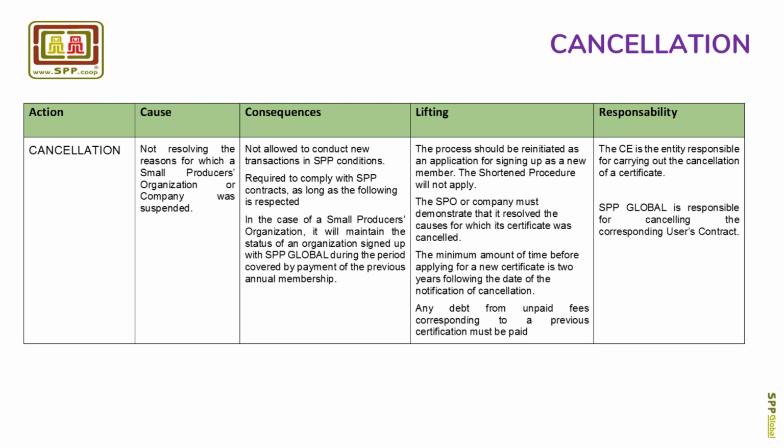And for the lifting, the process should be reinitiated as an application for signing up as a new member. The shortened procedure will not apply. And the SPO or company must demonstrate that it resolved the causes for which its certificate was cancelled. The minimum amount of time before applying for a new certificate is 2 years following the date of the notification of cancellation, and any debt from update fees corresponding to a previous certification must be paid.